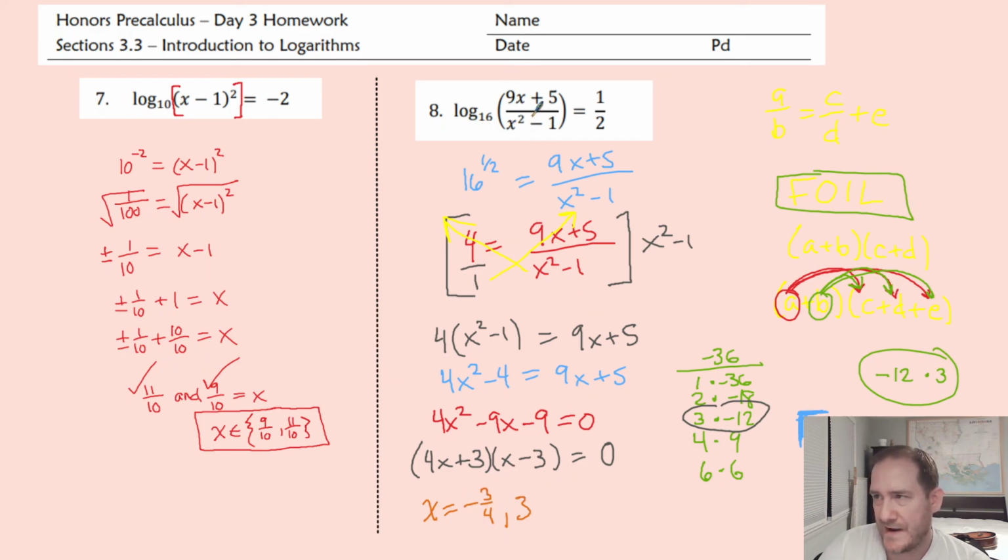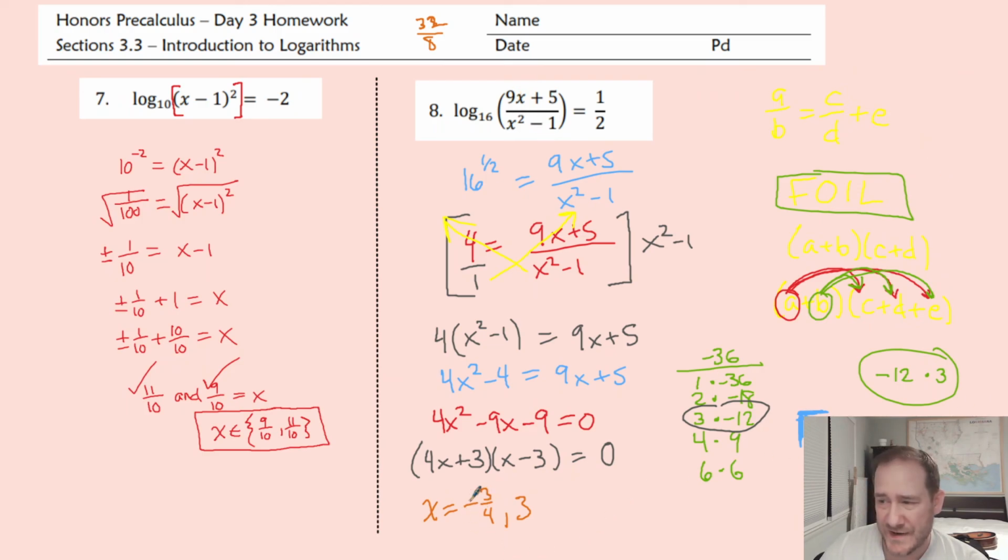But if either of these values make this argument negative, then we can't take the log of it, and then it's extraneous again. So plugging in 3, 27 plus 5 is 33. And plugging in 3, 9 minus 1 is 8. My math was probably bad. 27 plus 5 is indeed 32. And so that means when we plug in 3, we're getting log base 16 of 4, which guess what, is a half. So that guy passes muster.